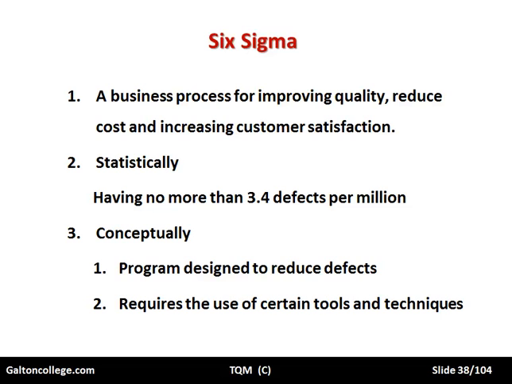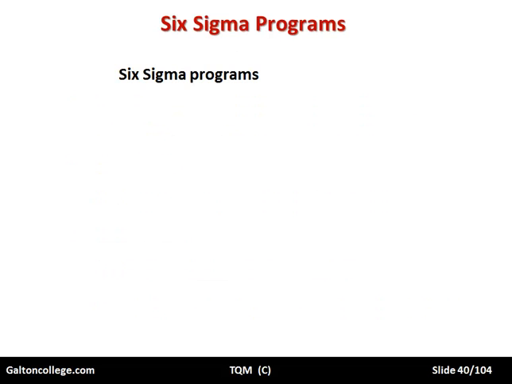So conceptually, the program is designed to reduce defects. It requires the use of certain tools and techniques. So it does have to be applied, this idea of Six Sigma. But the idea is to reduce defects. So it's to improve quality. That's what the Six Sigma programs do.